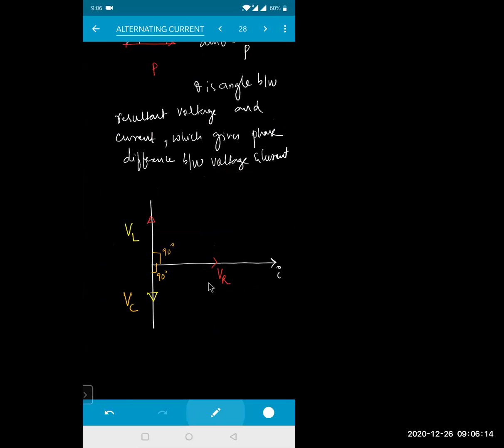Is this graph clear for everyone? Is this graph clear for everyone?